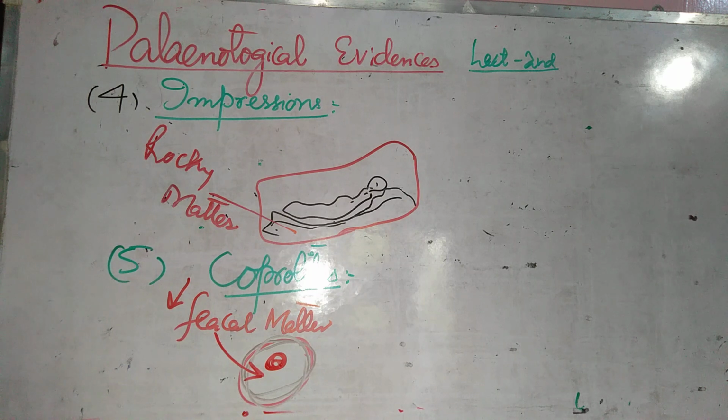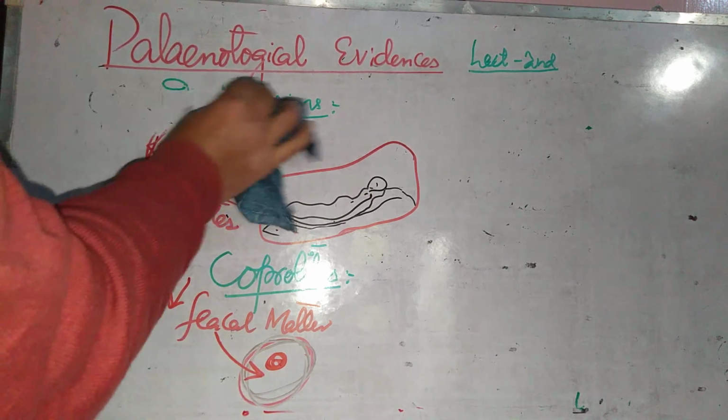Now, what can we understand from coprolites? For example, we have found a coprolite. We examine the fecal matter, because it is covered by some incompressible material. We examine its contents, and by that we understand what the earlier animals used to feed upon. So this gives us an insight into the feeding habits of the animals which lived on this planet in the remote past. So this is another type of fossil.